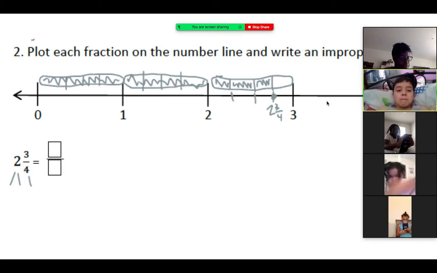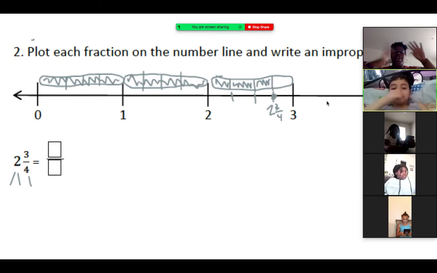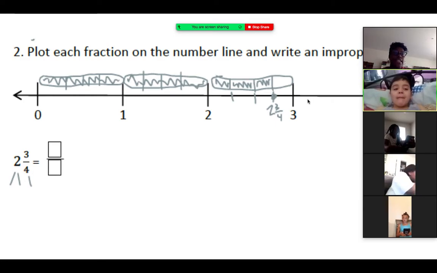So today, we are going to be talking about mixed numbers and improper fractions and plotting them on a number line. Last week we did some work with turning mixed numbers into improper fractions or improper fractions to mixed numbers. Today we're taking it to the number line.